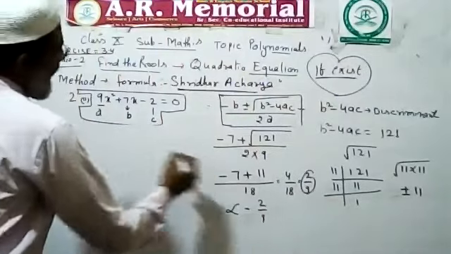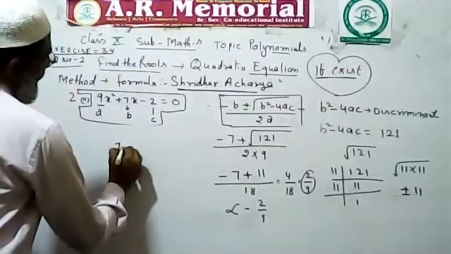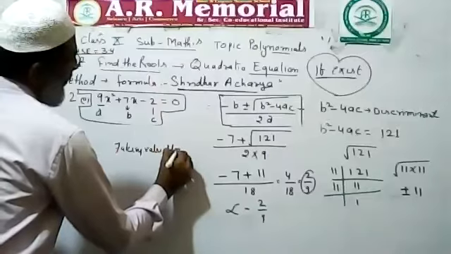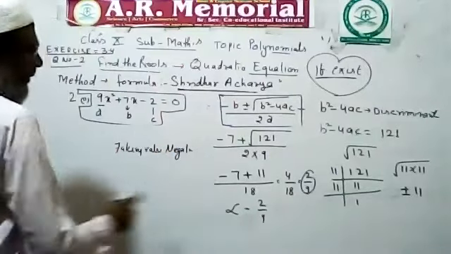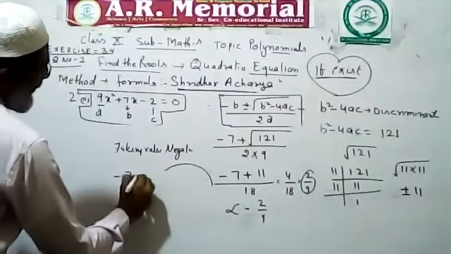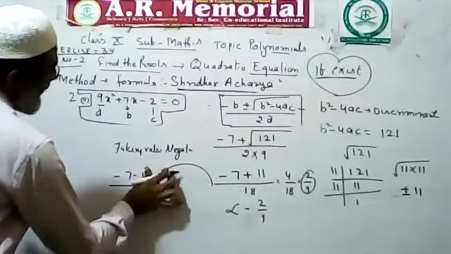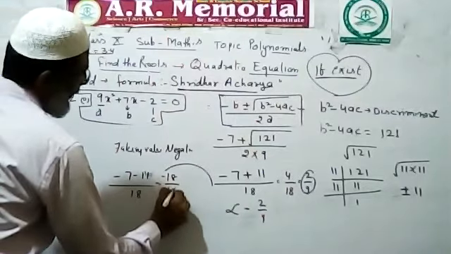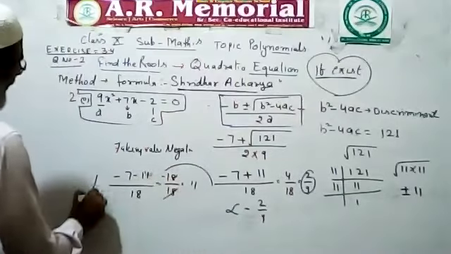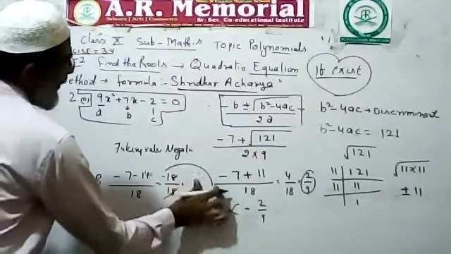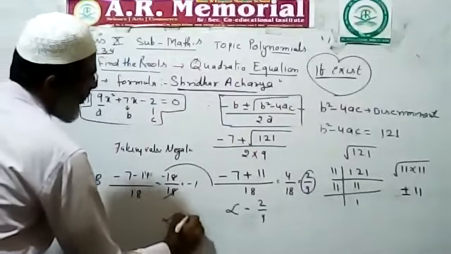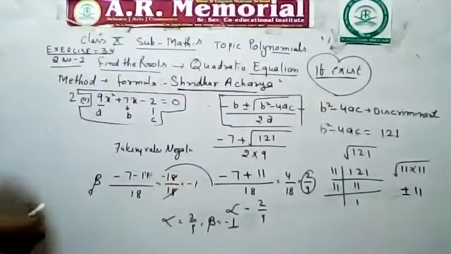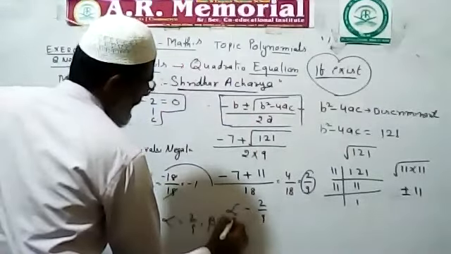Now taking the value in negative, come here, minus 7 minus 11 upon 18. So minus 18 upon 18, same number, minus 1. This is the beta, minus 1. So I got alpha is equal to 2 upon 9, beta is equal to minus 1.